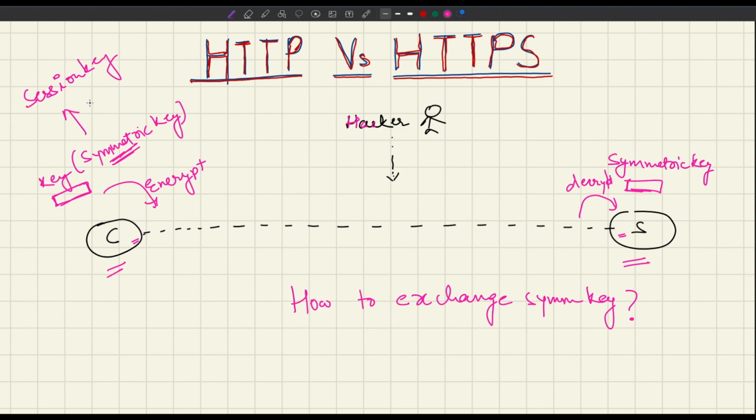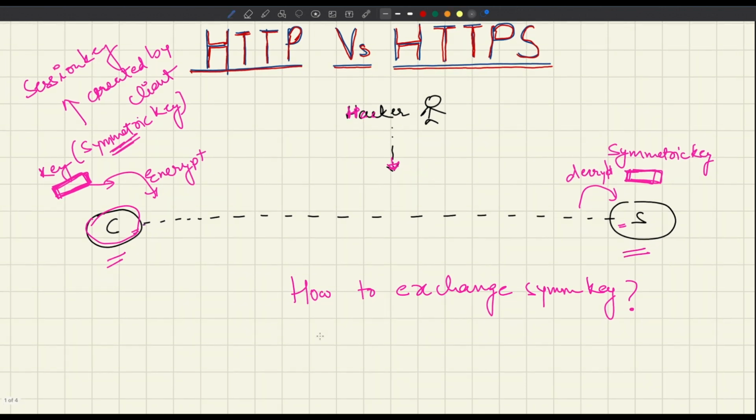Secondly, this symmetric key is created by the client, which means the client is going to create this symmetric key, and the client needs to send this symmetric key to the server safely so that no one in between should be able to see that symmetric key. That symmetric key should be exchanged or sent to the server safely, and that's the problem that we want to solve here. How to exchange this symmetric key so that both client and server have it without the key being compromised.